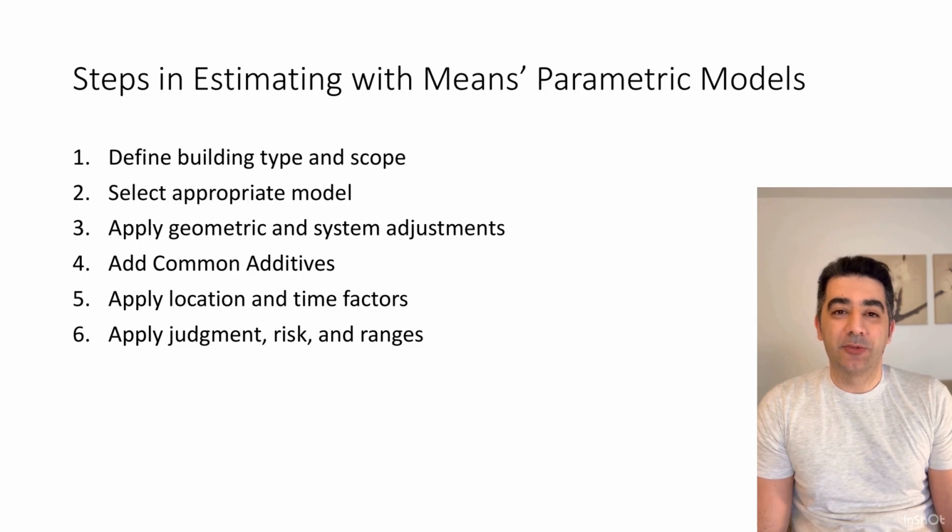The key takeaway from today's lecture is that schematic estimating is not about precision. It's about disciplined reasoning under uncertainty. Parametric models provide structure and benchmarks, but they do not replace judgment. Your value as an estimator lies in how well you understand assumptions, recognize limitations, and communicate cost as a range tied to design decisions. If you can clearly explain why a number looks the way it does and what could move it up or down, you're doing schematic estimating the right way.